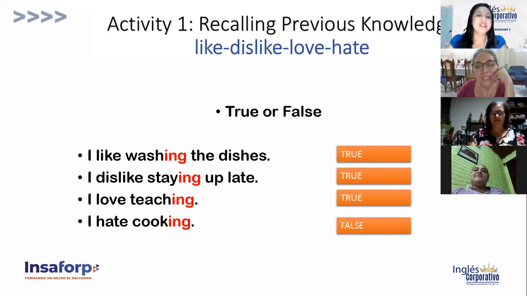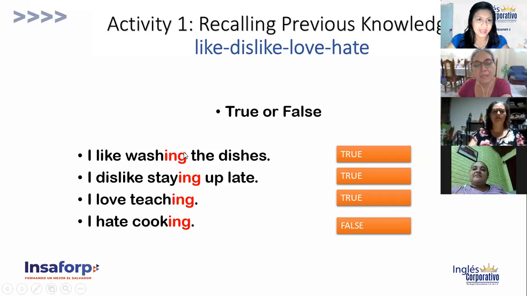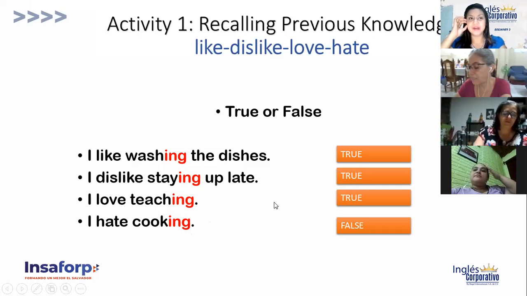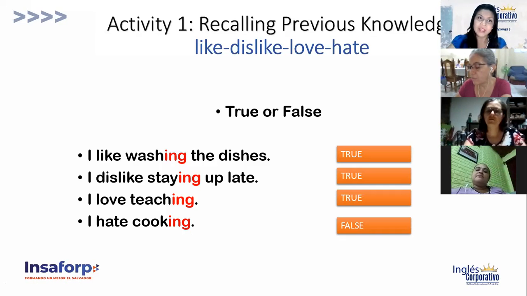Please write on your notebook using the same structures: I like, I dislike, I love, and I hate. And try to use actions in the gerund form, the ing form. For example, you can say, I like eating pupusas. I dislike drinking beers. I love learning English. I hate, I don't know, cooking, or I hate doing the dishes or washing the clothes, etc. Remember that one of them is going to be false. Then in the breakout rooms, you are going to read your sentences aloud to your classmates and they will tell you if it's true or if it's false. So please, let's do it.